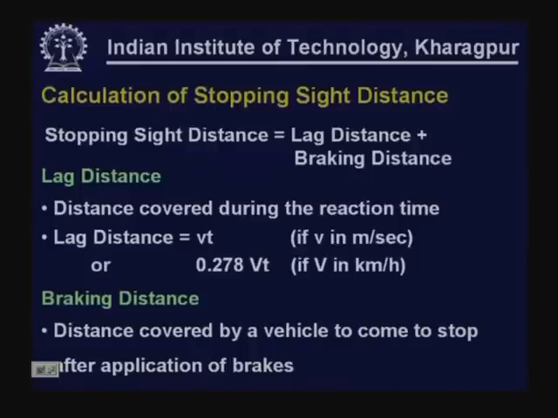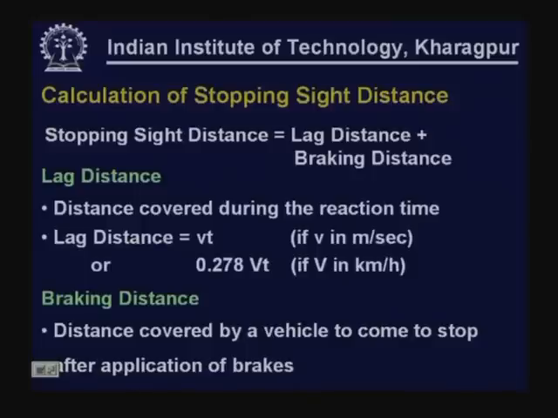Lag distance we can calculate easily. It is the reaction time multiplied by the speed. So, if v is the speed in meters per second, then it is simply v multiplied by t, where the design value of t is 2.5 seconds, or if v is expressed in kilometers per hour, then it is 0.278 v t, where t is in seconds and v is in kilometers per hour.